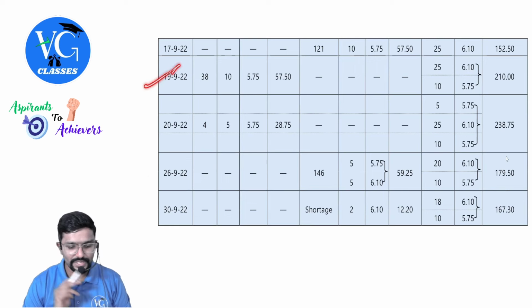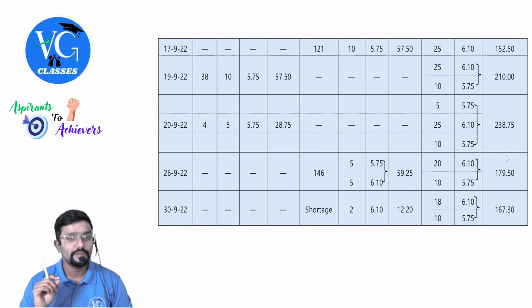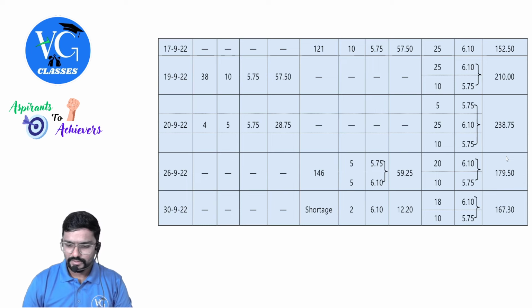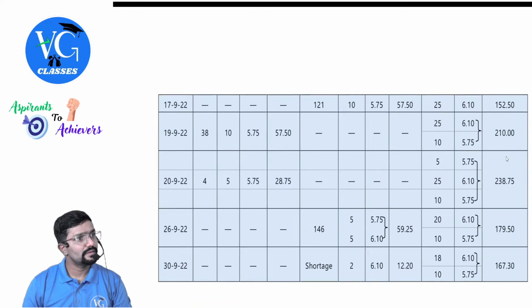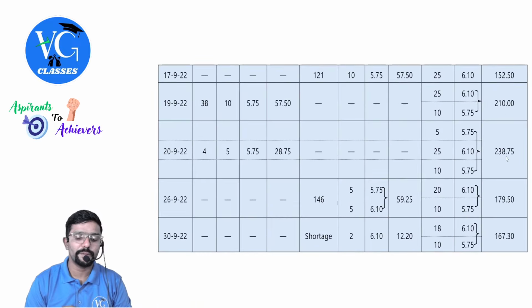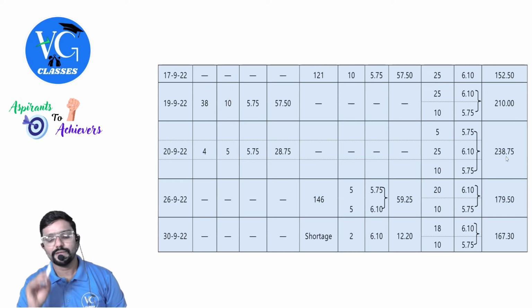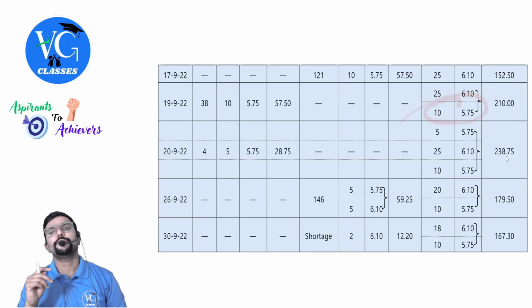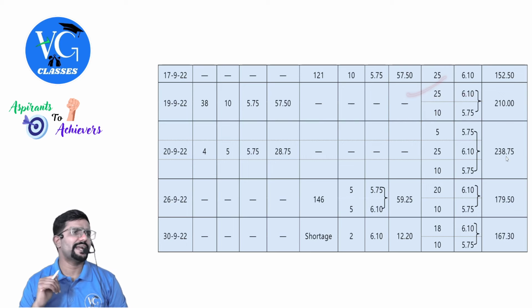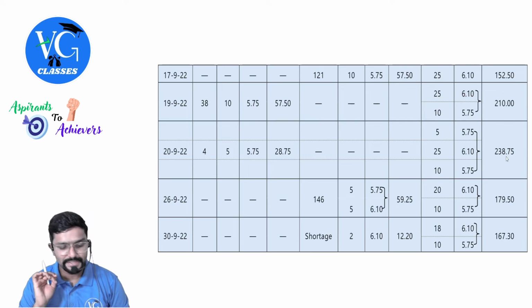Next, on 19th, what has happened on 19th, guys? Receipt, actual receipt. Okay, sir. Is it a receipt return? Replacement. Okay, replacement, 10 at 5.75. Will I consider it as a fresh purchase? Yes. So 10 into 5.75 plus whatever I added, I already had it, guys.